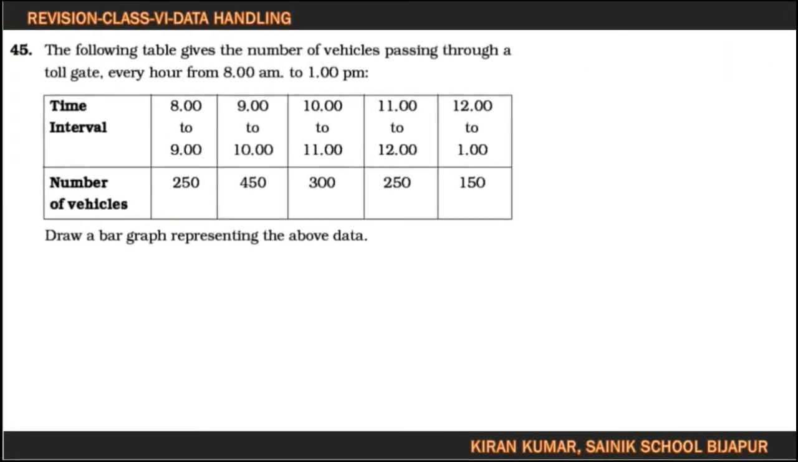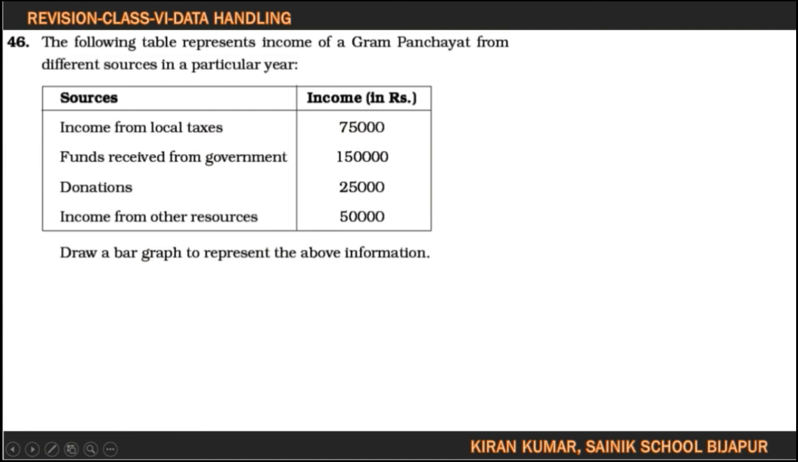I shall give a few questions for you to solve. The 45th question: the following table gives the vehicle passing through toll gate every hour from 8 a.m. to 1 p.m. This is the data. We need to represent this data using bar graph. Next question is: the following table represents the income of Gram Panchayat from different sources in a particular year. We need to represent this data using bar graph.